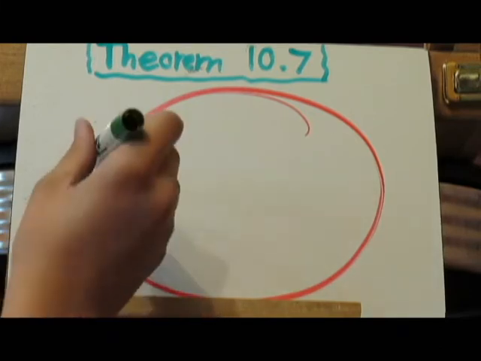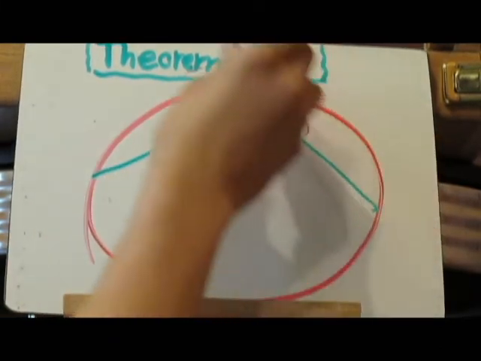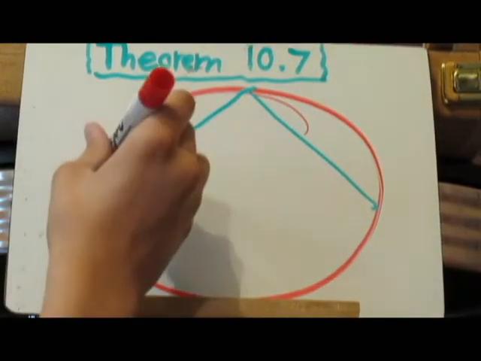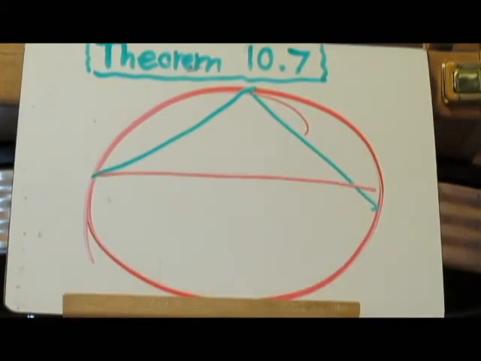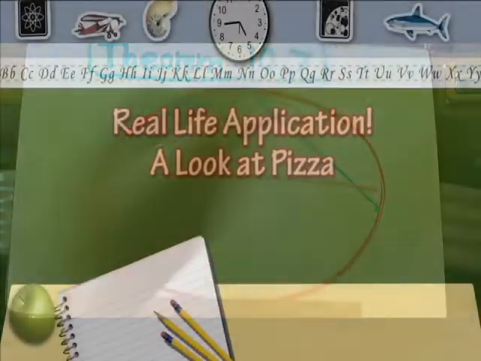Theorem 10.7 states that if an inscribed angle intercepts a semicircle, then the angle is right.